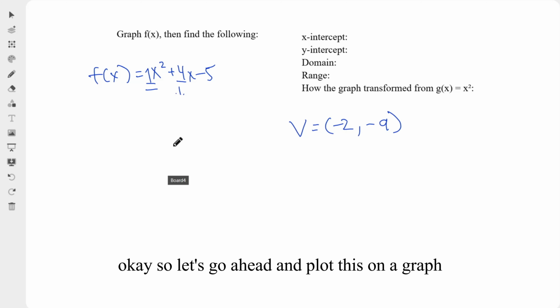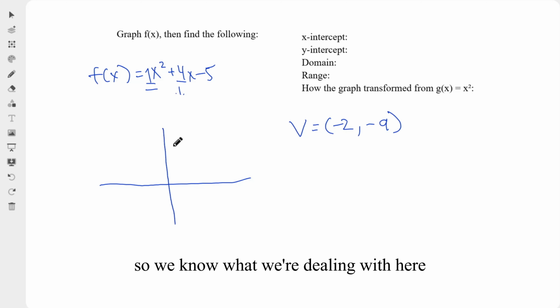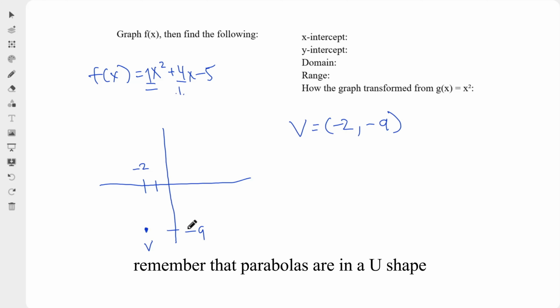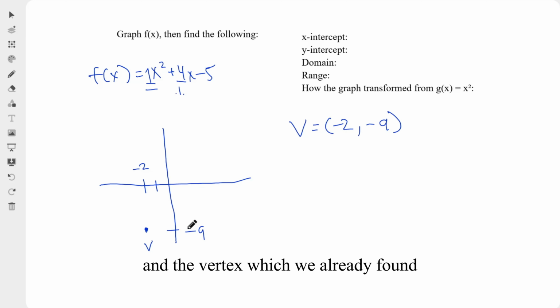Okay, so let's go ahead and plot this on a graph so we know what we're dealing with here. I'll just say negative 9 is around here. So this is where our vertex is. Remember that parabolas are in a U shape, so just keep that in mind. Most of the times, teachers require you to plot 2 to 3 points. So we're going to go ahead and find the y-intercept and the vertex, which we already found. Those will be our 2 points.